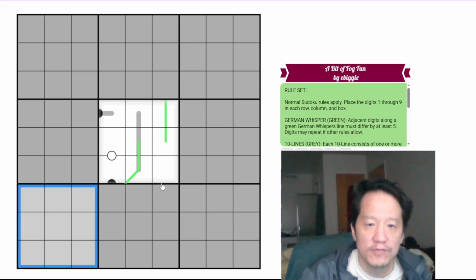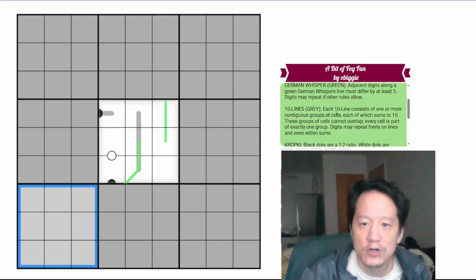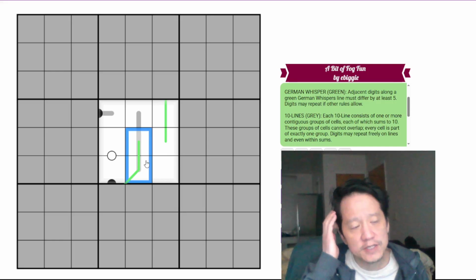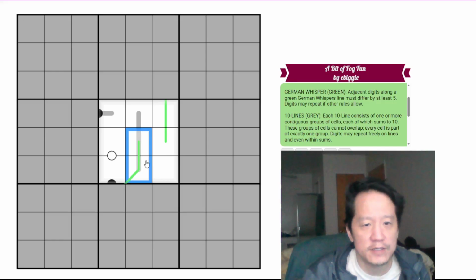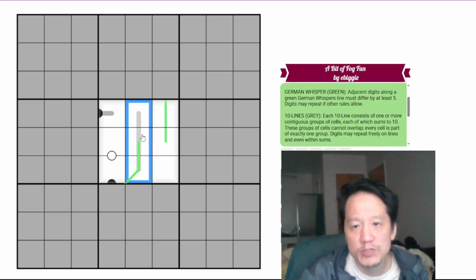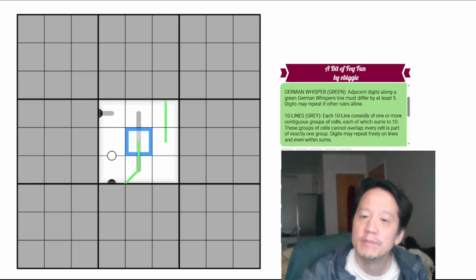We also have German whisper lines, which are green, and they're very thin in this puzzle because I think the setter wanted to make a difference for the colorblind people. So the thinner lines are the German whisper lines here, and the thicker lines are the other type of lines. But on a German whisper line, adjacent digits along a green German whisper line must differ by at least 5. Digits may repeat if other rules allow.